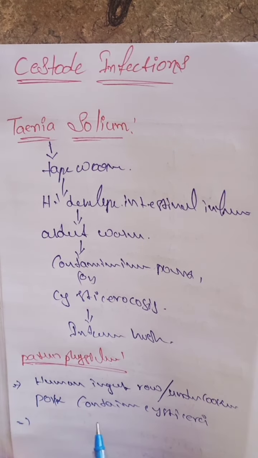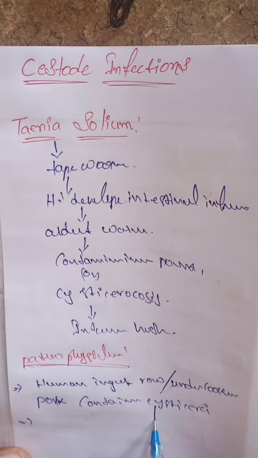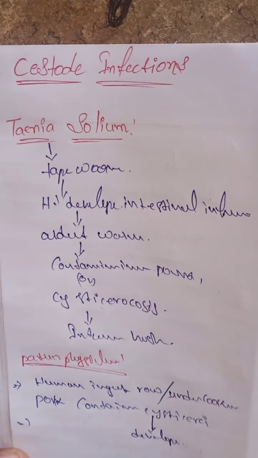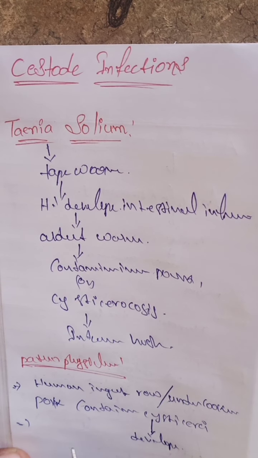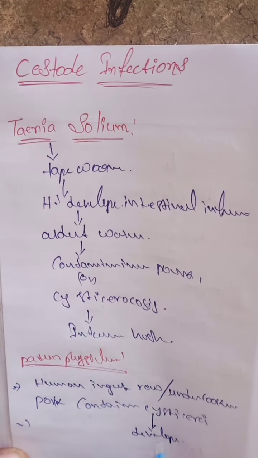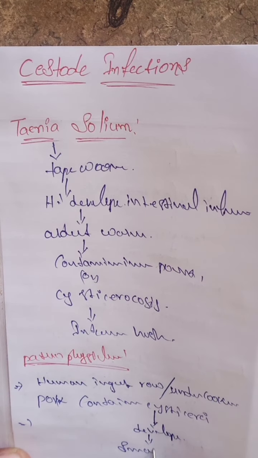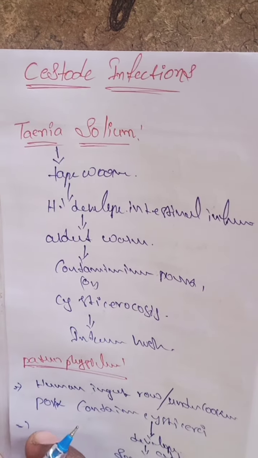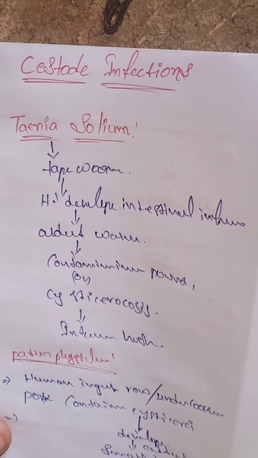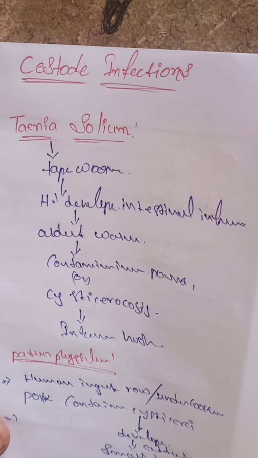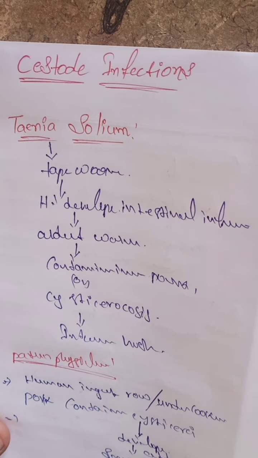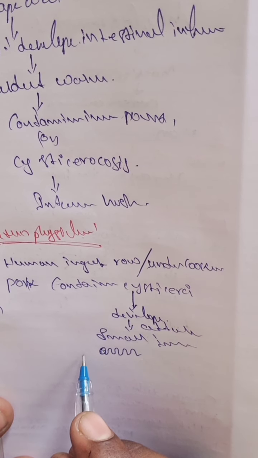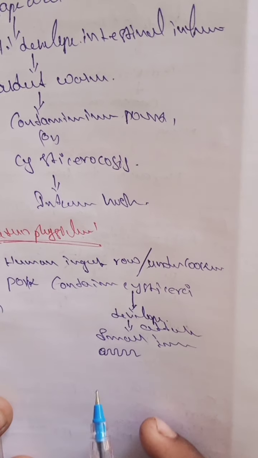After that, in the intestine, the cysticerci mature, meaning they develop into adults and attach to the wall of the small intestine. These tapeworms are attached to the small intestine. After that, the adult worm becomes gravid and may release eggs.